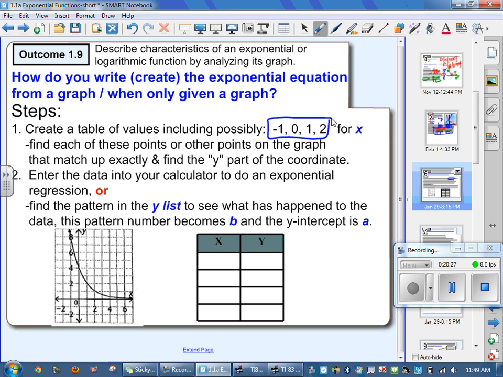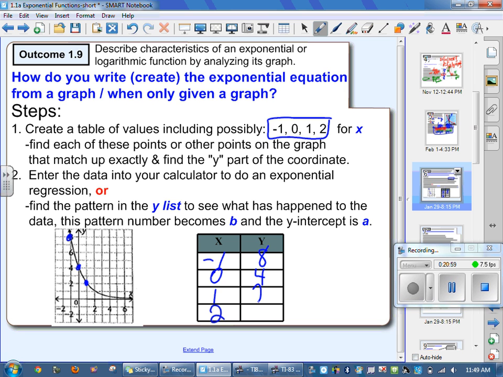Then it says find these points on the graph and match them up and find the Y numbers. If I go to my graph and I find -1, I'll go all the way up. -1 becomes 8. And if I find 0, it comes up here. 0 is at 4. If I find +1 and go up, +1 is at 2. Then I go to +2, and it is +1.